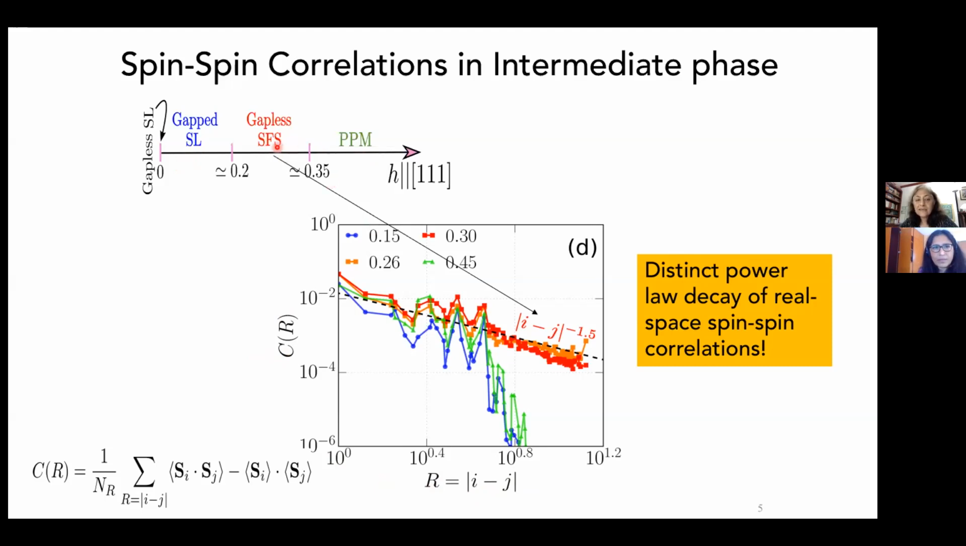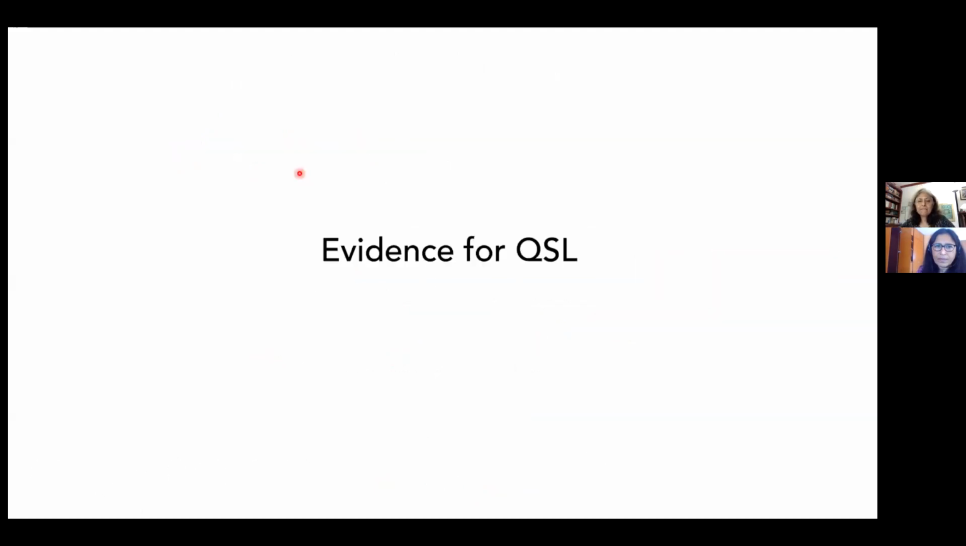But in the center here, this is a log-log plot showing that you get a straight line, indicating that it's a power law with a power of 1.5 that does not appear to change with field. So that's a clear indication that there are gapless excitations in the center. Okay, so far we have seen evidence for 2 transitions, and we have seen evidence that it's gapless.